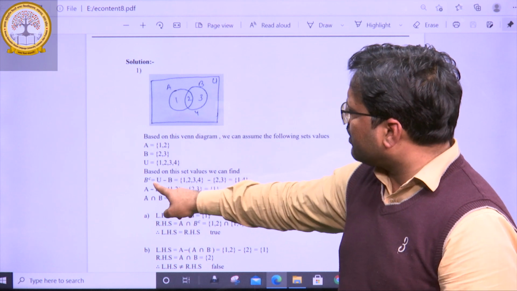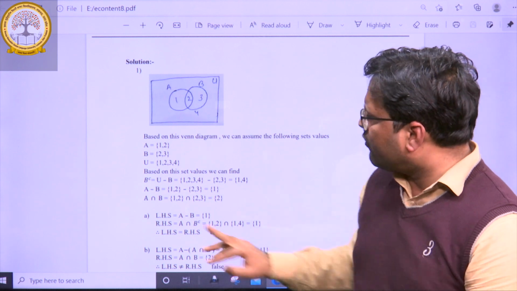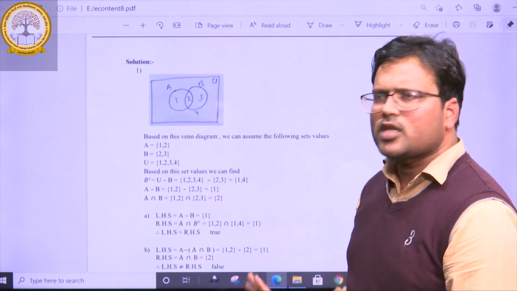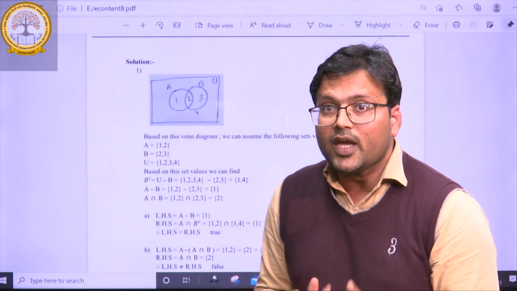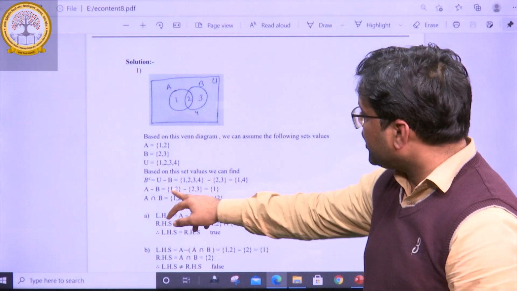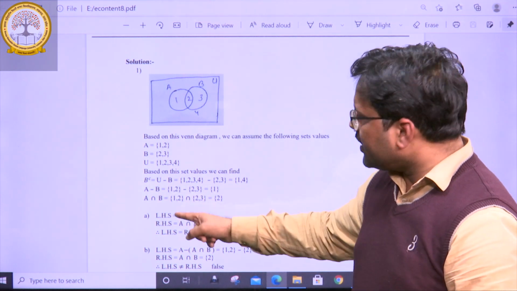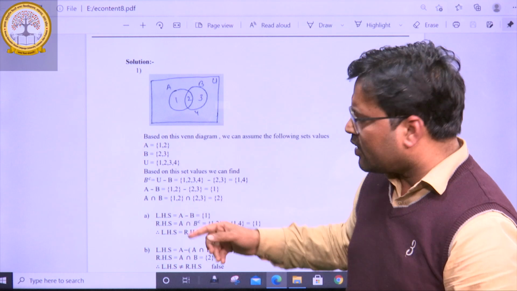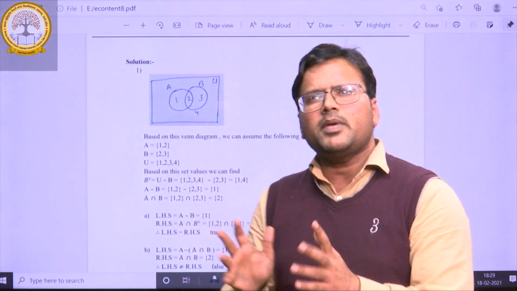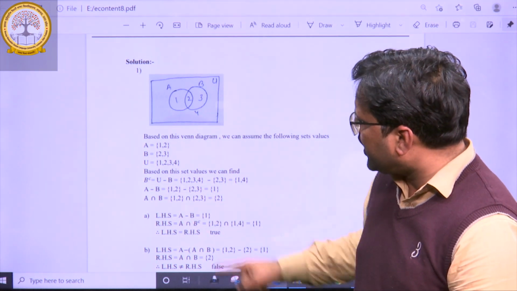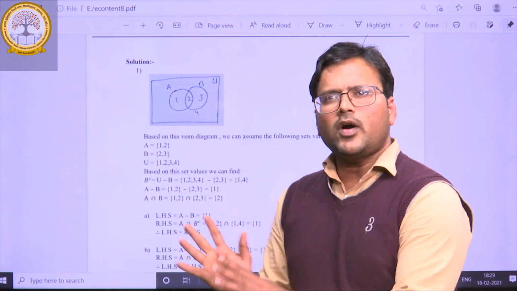So we can easily find B complement. B complement would be U minus B, and it would be equal to the set 1, 4. Now we can easily find the difference A minus B. We know that the difference A minus B is equal to the set of X such that X is an element of A and X is not an element of B. So it would be equal to the set containing 1. Now A intersection B is the operation in which the common elements of A and B are included. So the common element between A and B, that is 2, would be included in A intersection B.